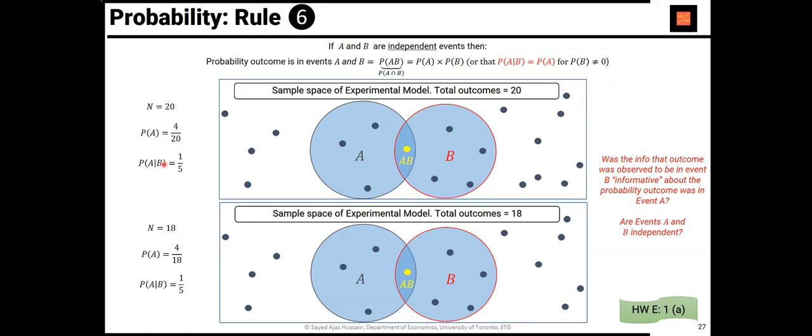If you sent me a message that what you saw was in set B, and I have to again make a guess that what you saw was in set A, the answer is 1 over 5. So you telling me that you saw something in B was of no consequence whatsoever.